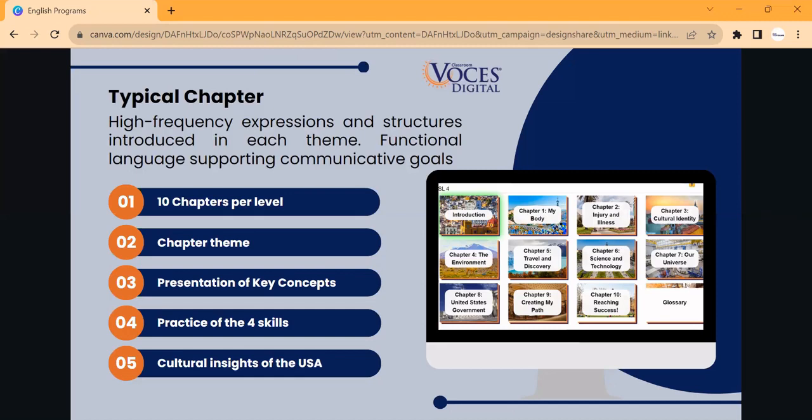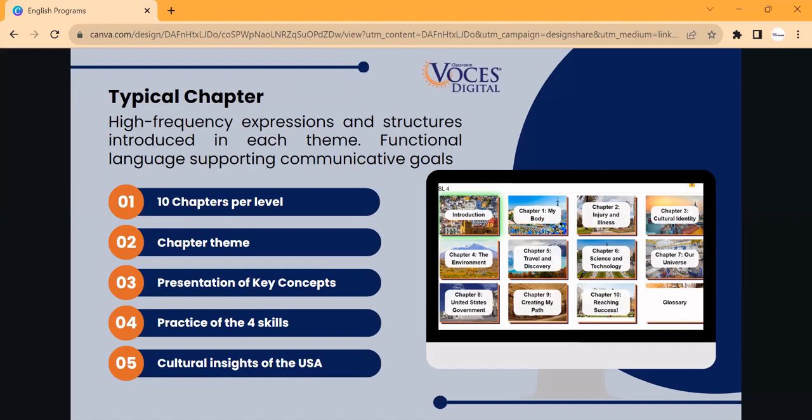You have a chapter theme, as you can see on the slides. Chapter 1 is My Body, so we'll be focusing on that theme with vocabulary and expressions that will help students achieve that. Chapter 2 will be on injury and illness, and so on and so forth.